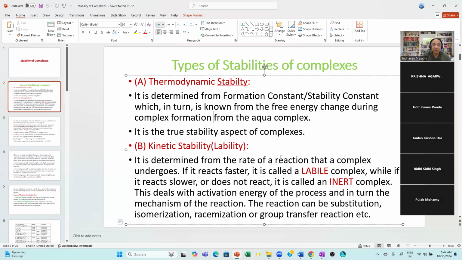Maybe thermodynamically, it is a very unstable complex having a very low formation constant. Backward reaction is more favorable. Forward reaction is less favorable. The equilibrium constant might be very small. But still, that complex, once you isolate it, may be very, very inert. It will remain for days together and it will not change, or for any substitution reaction, it will be inert. But usually stability means thermodynamic stability, but we will explain both.